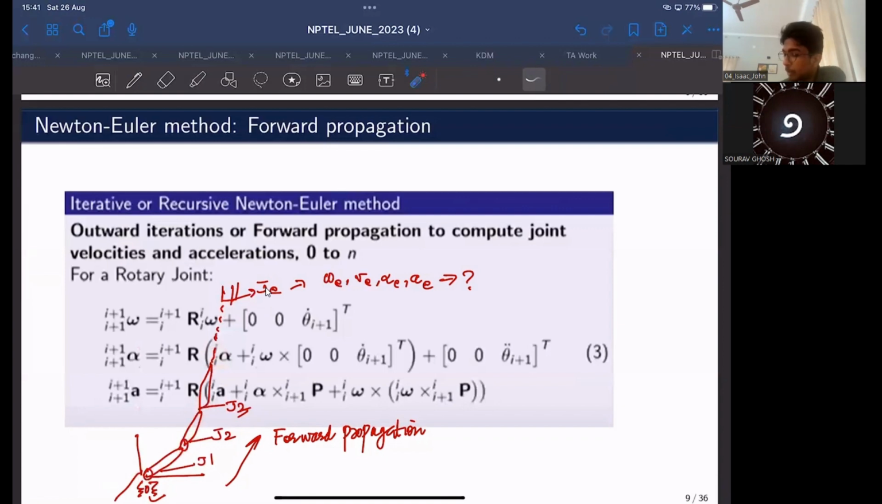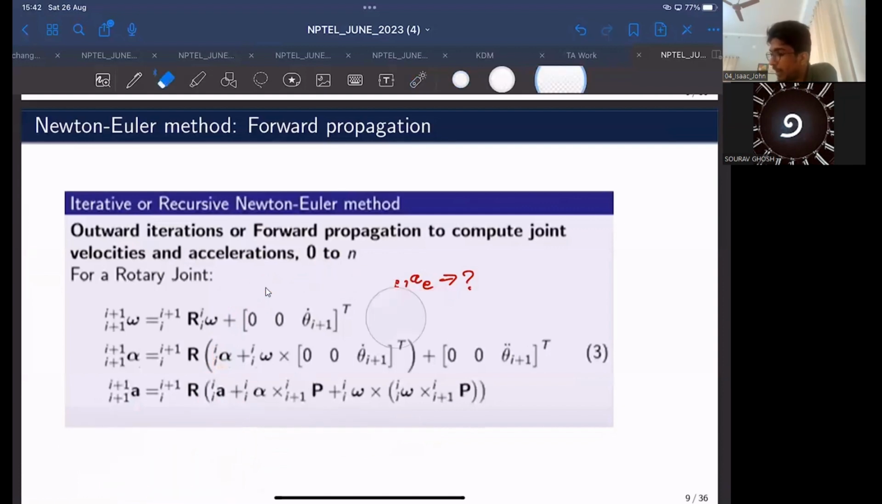Our objective is to propagate these velocities all the way from the 0th frame to the end effector frame using some recursive relations, some iterative schemes, so that we will be able to find these parameters: omega end effector, velocity of the end effector, and the angular and linear accelerations of the end effector. For that, we have the following propagation equations, as you can see.